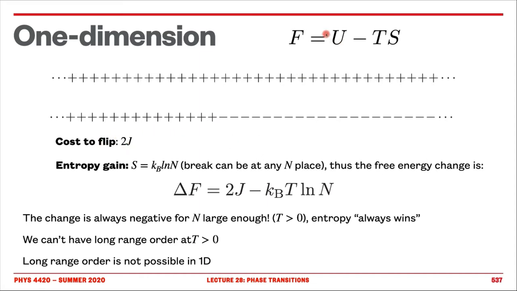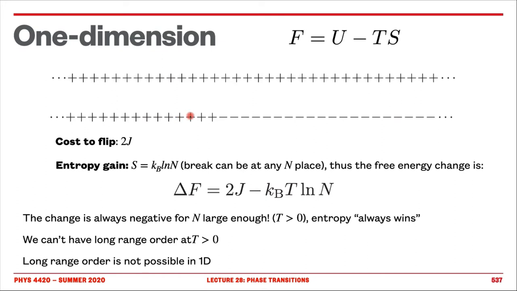However, so this is the U term. However, what's more interesting is the entropy. So the entropy can be calculated here, and it turns out that the change in entropy is related to the number of additional microstates that we can do.